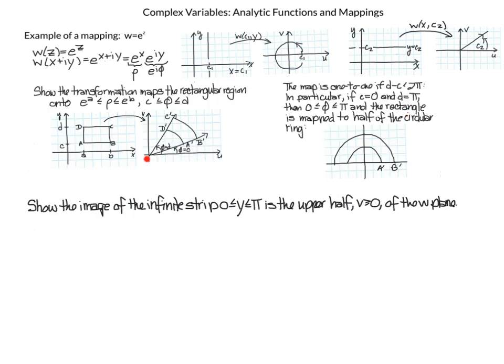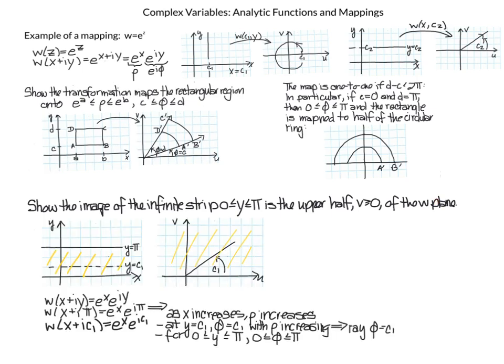I've moved all of this up now so we can do this last part of this problem. Show the image of the infinite strip y goes from 0 to pi is the upper half, v greater than or equal to 0, of the w plane. Pictorially, this strip y from 0 to pi gets mapped to the entire upper half of the w plane, or the uv plane.